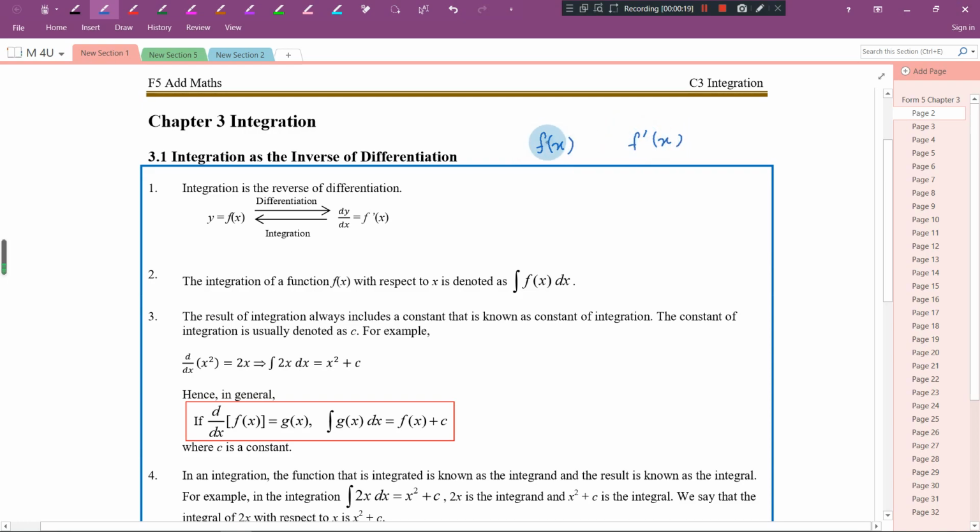This is the first derivative of this function. From here, go here, this is differentiation. You have learned before this one. Okay, from here, go here. This is integration. This is what we are going to learn today.